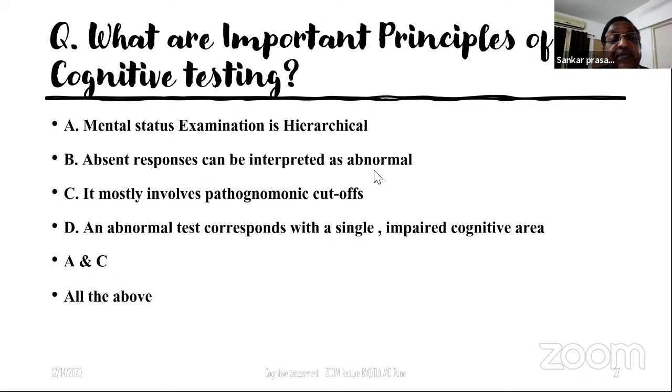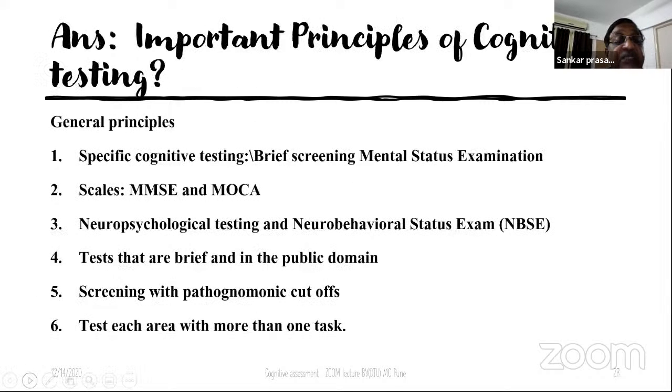Absent responses can be interpreted as abnormal, but that should not be the case. Suppose one domain is not working properly or working properly, other domain may be affected. Like you can test by MMSE or a MOCA test, but fluency, verbal fluency may be affected. It mostly involves pathognomonic cutoffs. Yes, presently whatever scales are there, they are on quantitative assessment, not the qualitative assessment. It's often useful for us to see how the individual is doing the test. Abnormal test corresponds with a single impaired cognitive area. No, it is not one cognitive area. The abnormal test may represent more than one, as we have seen in clock drawing test. So these are the important principles which we'll again list out in the next slide.